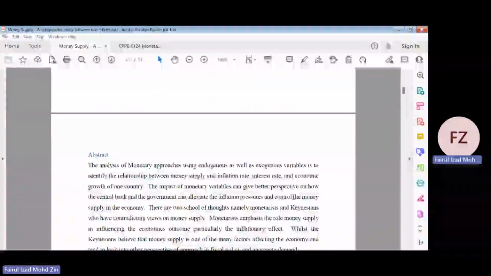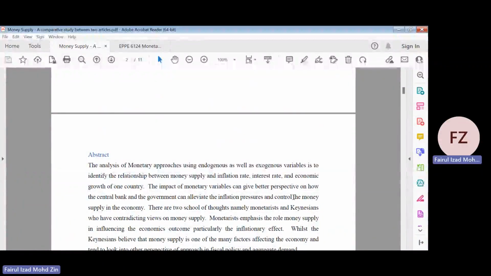From these articles, I can see the two central banks' monetary approaches in handling monetary shocks that happen in both countries. This analysis of monetary approaches uses endogenous as well as exogenous variables to identify the relationship between money supply and inflation rate, interest rate, and economic growth of one country.